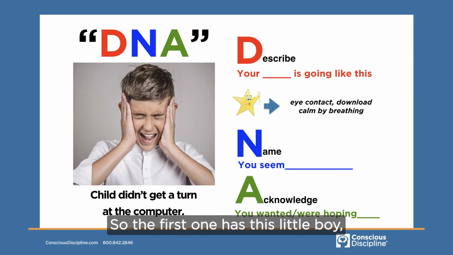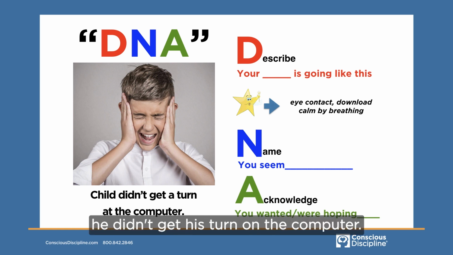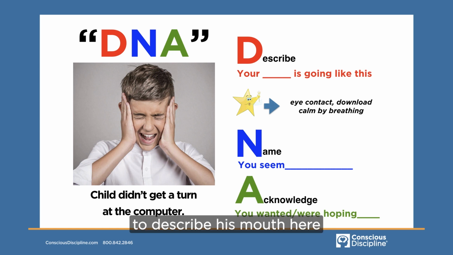We're going to do the first one. So the first one has this little boy, you see, and he's got his hands up just like this. And you can see in the inscription it says he didn't get to his turn on the computer. So the very first thing that we're going to do is describe his hands and describe his mouth. We're going to say your hands are going like this and your mouth went like that. Then we're going to take that big deep breath in. And then we're going to notice you seem frustrated. You were hoping to have a chance at the computer before it was time to go. It's hard. We've got this. We'll get through this together.